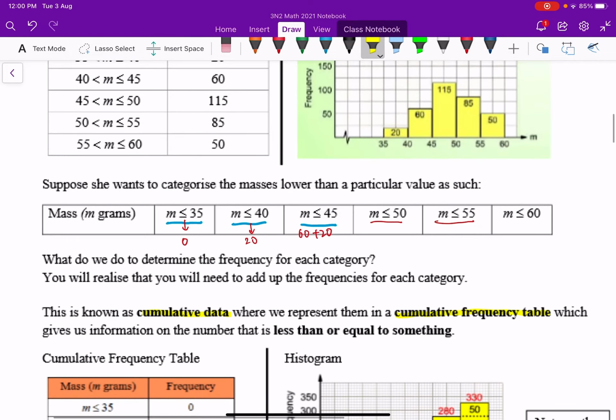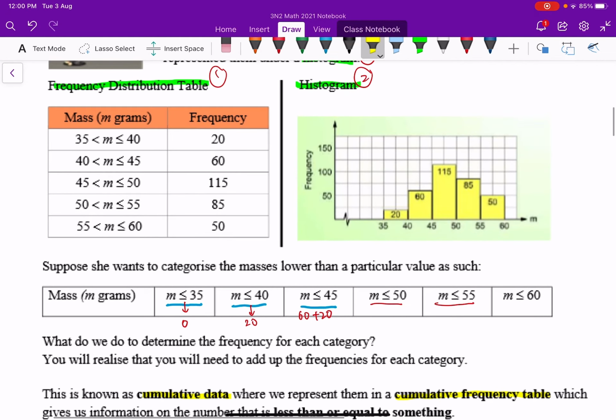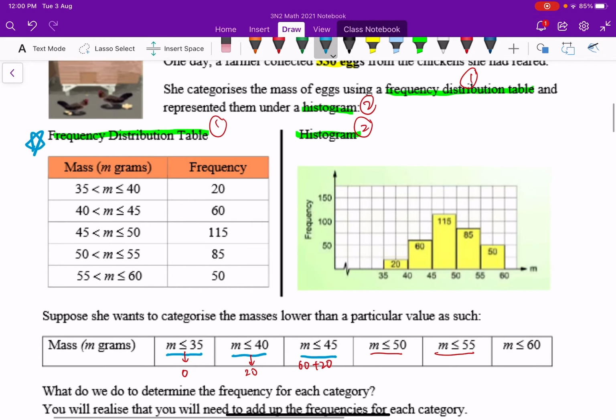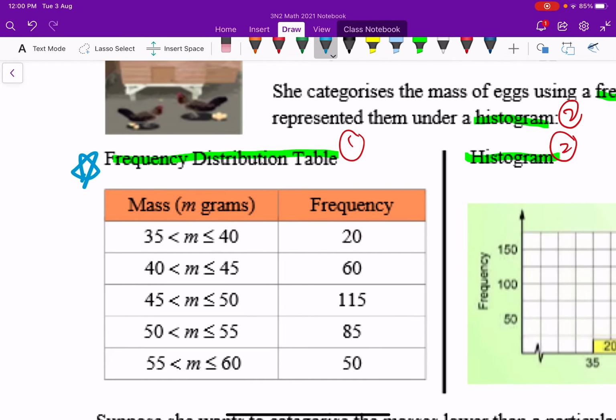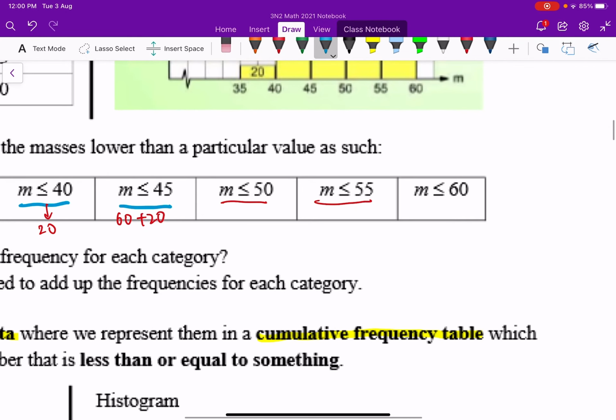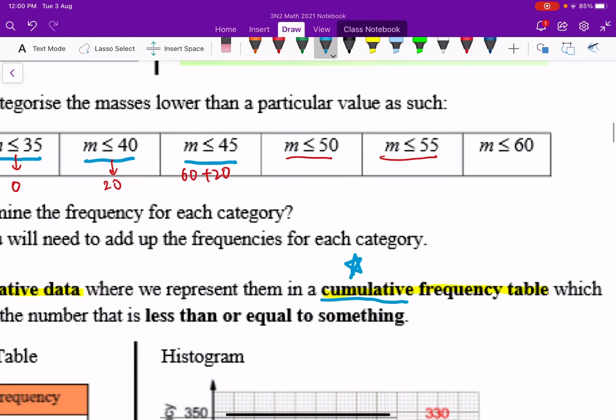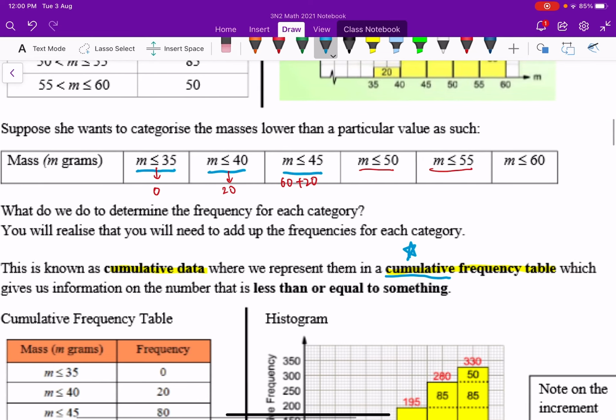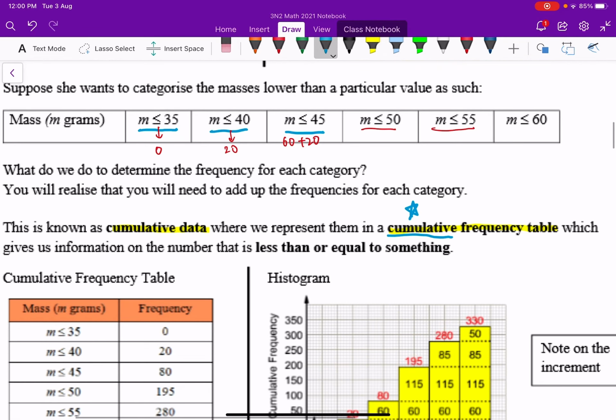Now I want you guys to go back to the previous words here. Take note. This is called a frequency distribution table. Can you follow me? This is called a frequency distribution table. And today you're going to learn a new table that is called a cumulative frequency table. We add in a word cumulative here, which gives us the information that is less than or equals to something. This is the function of a cumulative frequency table.